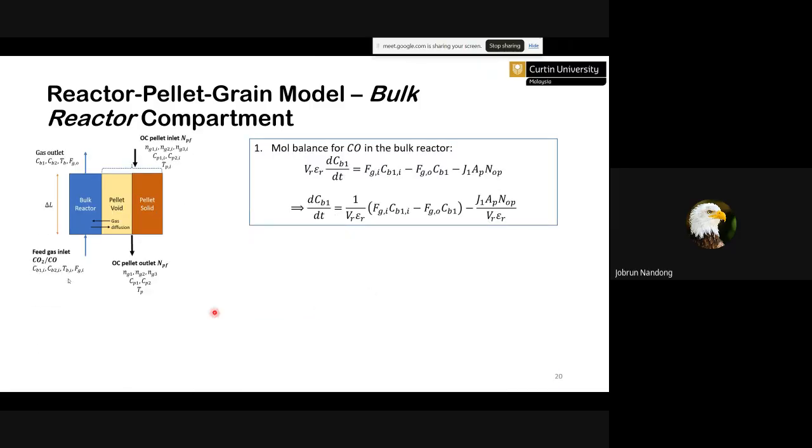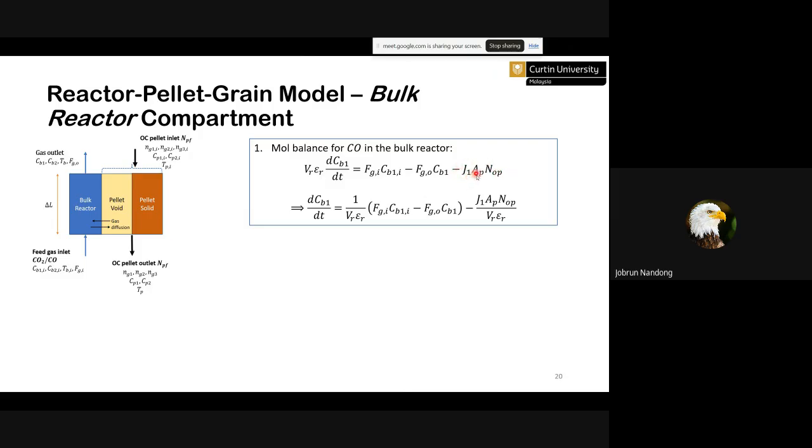So for the bulk reactor compartment, we apply mole balance for CO. So there is the rate of change of CO concentration inside this zone, this bulk reactor compartment. That is the inlet for the CO from here, and then minus the outlet. Minus, we assume that the flux is from the bulk reactor to the pellet void. So that's why we put minus here.